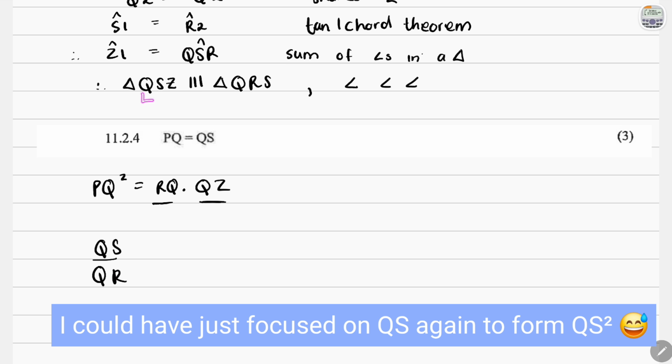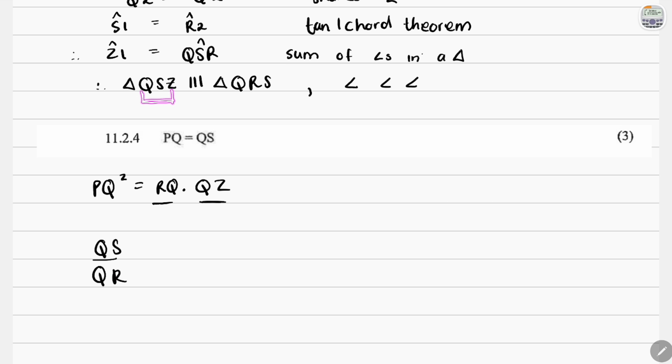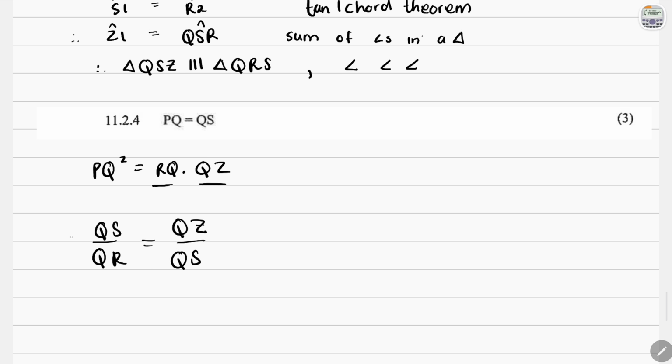To do that, I take the first and the third letter, QZ. So it's going to be QZ. And so because you took the first and the third, it should also be the first and the third letter as well. So that is going to be over QS. Interesting. Okay. So once we put this down, these proportions are only true because we had similar triangles. So you can just tell them it's because these two triangles were already similar.